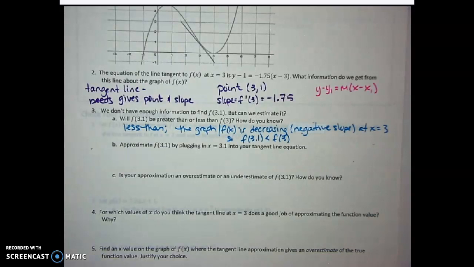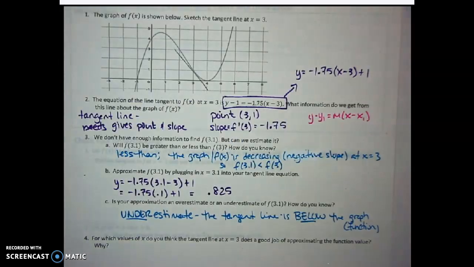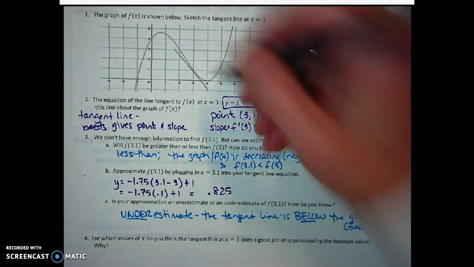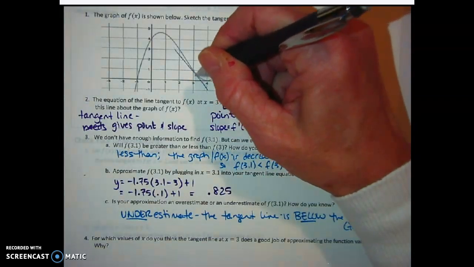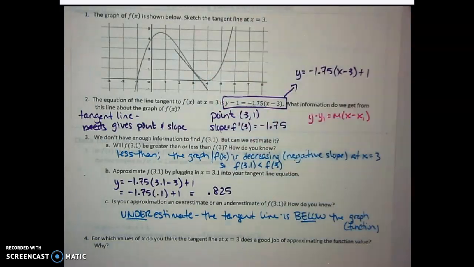Now I'd like you to pause the video and approximate f of 3.1 by plugging 3.1 into your tangent line equation. And then we kind of have already answered letter C, but go ahead and write down your answer for that. Is your approximation an overestimate or an underestimate of f of 3.1? And how do you know? When I plug in 3.1, I get that the value would be 0.825. And so the 3.1 is right here. And if I think about it being on that tangent line, then 3.1 is going to be down a little farther, so it's going to be 0.825.